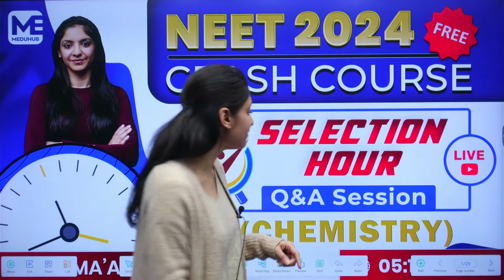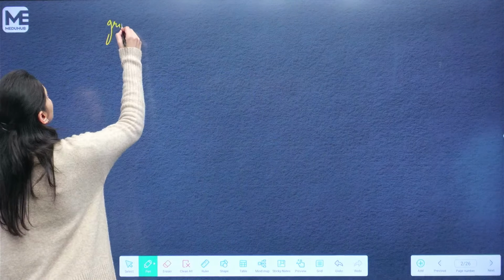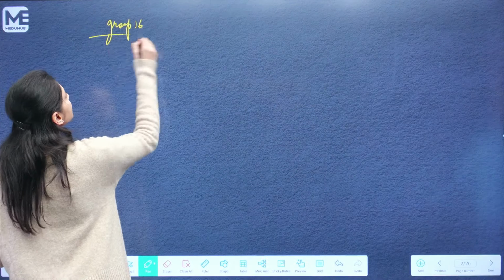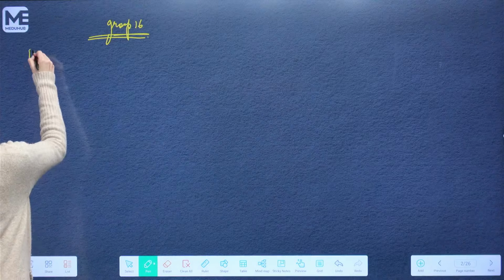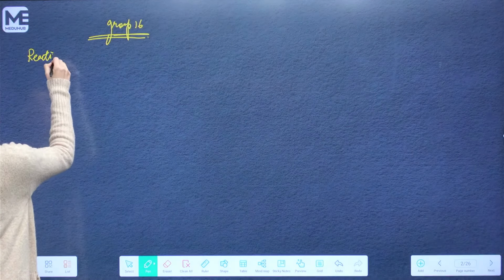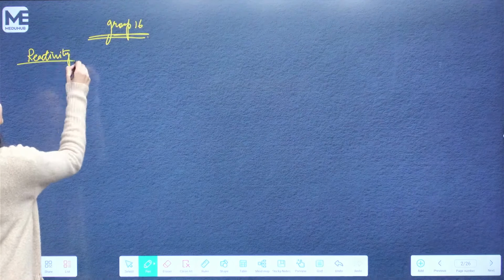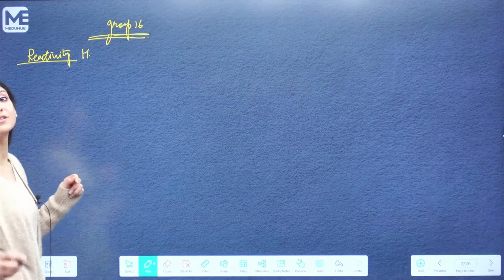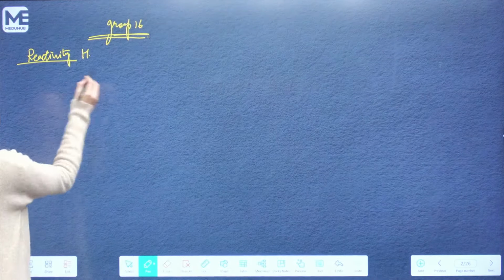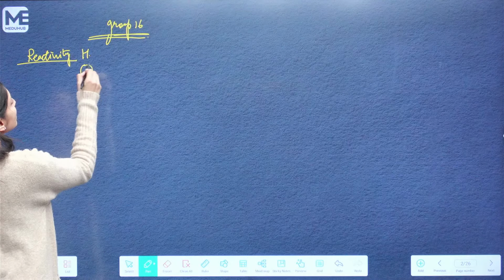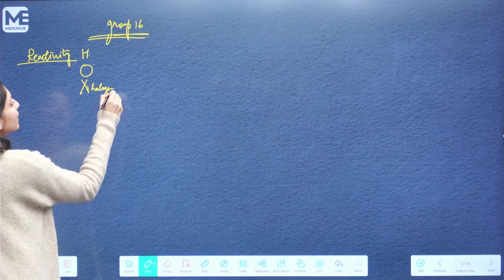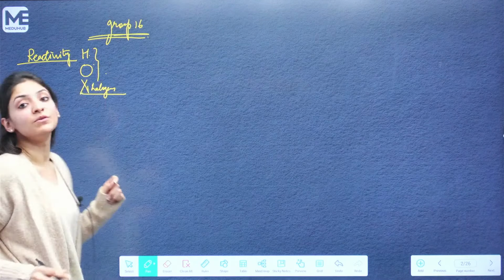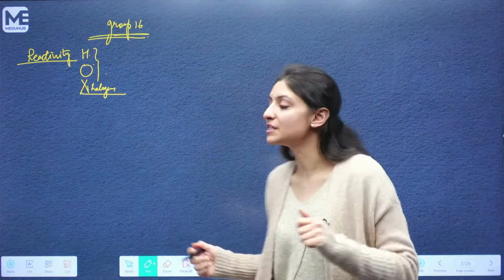So, previously we were doing group 16 elements, that is the oxygen family. Firstly, we'll finish the topic that we were doing, that was reactivity. We had already covered reactivity with hydrogen, that is the formation of hydrides. Now, after that, we'll be doing the reactivity with oxygen and reactivity with halogens. And upon covering these topics, we'll do a few questions that have come in the previous year's papers.